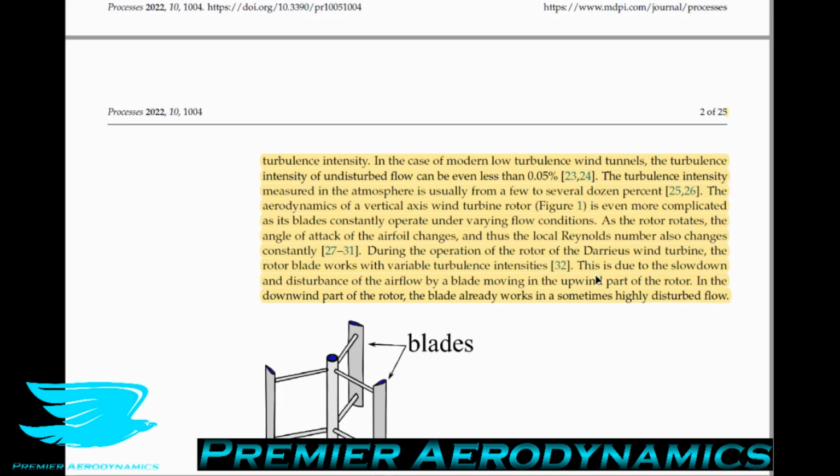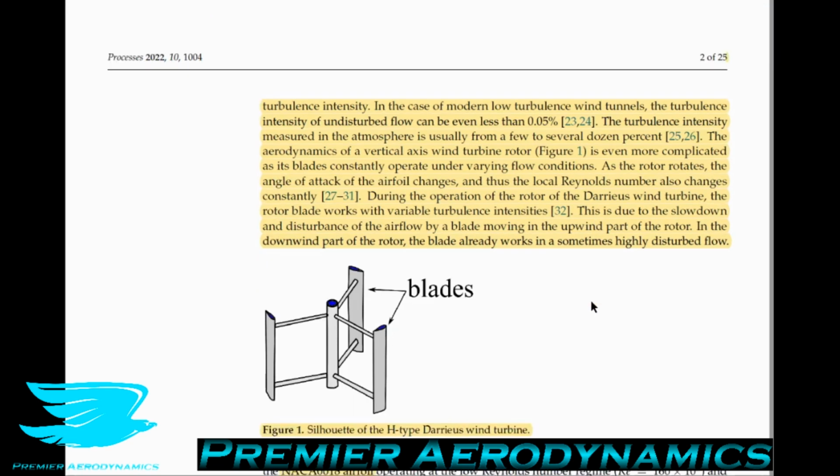Once you go into atmospheric wind tunnels, then you're going to be at about 5% or higher. So the turbulence intensity measured in the atmosphere is usually from a few to several dozen percent, so up to 20, 30% perhaps. The aerodynamics of a vertical axis wind turbine rotor is even more complicated, as its blades constantly operate under varying flow conditions. As the rotor rotates, the angle of attack of the airfoil changes, and thus the local Reynolds number also changes. During the operation of the rotor of the Darrieus wind turbine, that's where the blades are vertical, the rotor blade works with variable turbulence intensities.